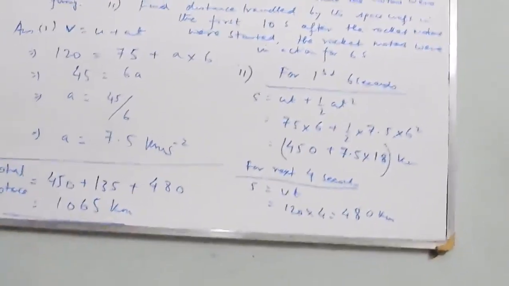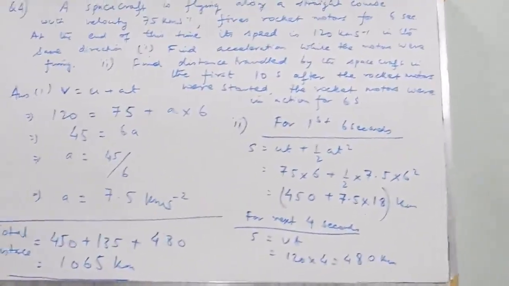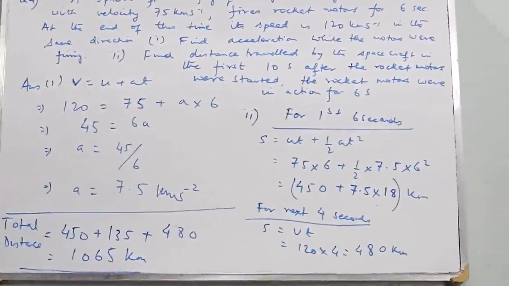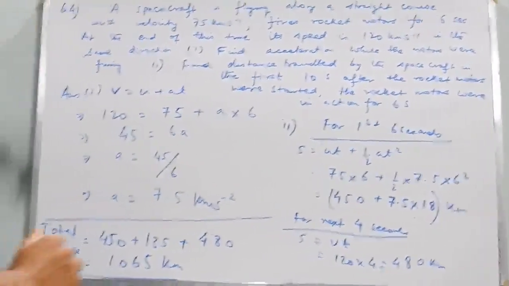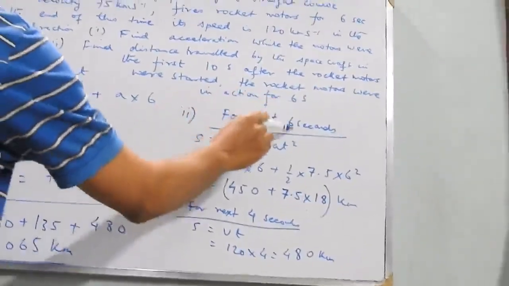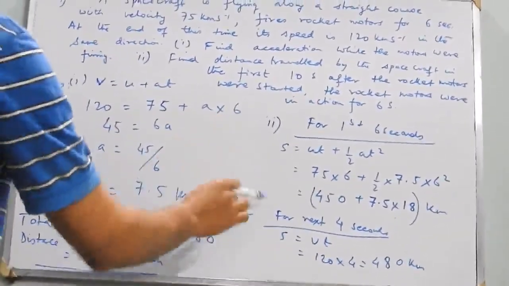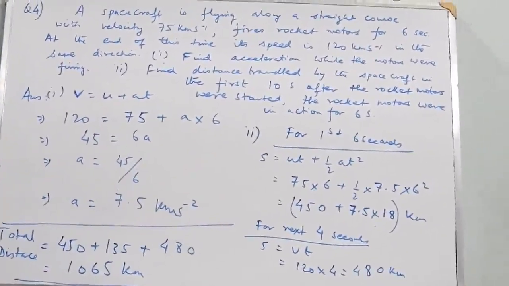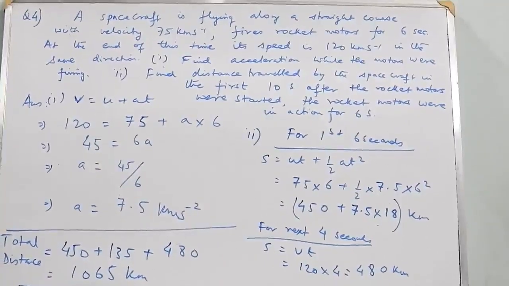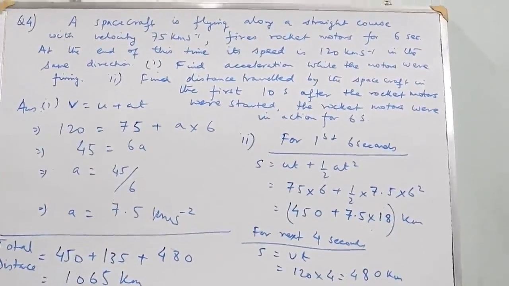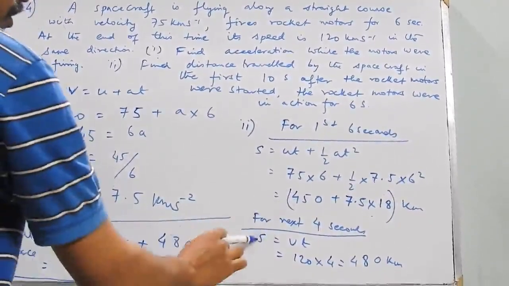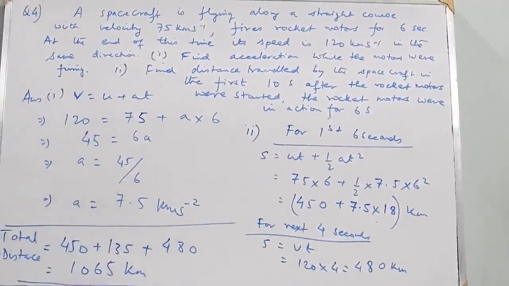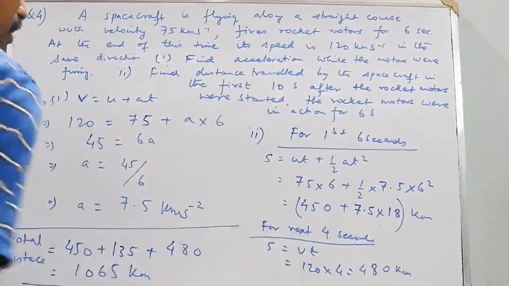So again, the problem asked to calculate the total distance traveled in 10 seconds, remembering that for the first 6 seconds it is a uniformly accelerated motion, and for the next 4 seconds it is a motion with constant velocity. So there is no acceleration for the next 4 seconds, and distance equal to speed into time is applicable for the 4 second part of the journey.